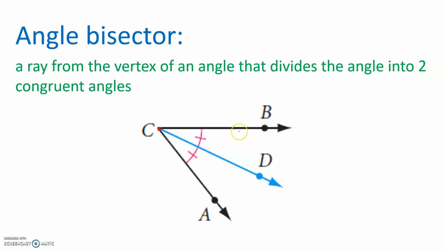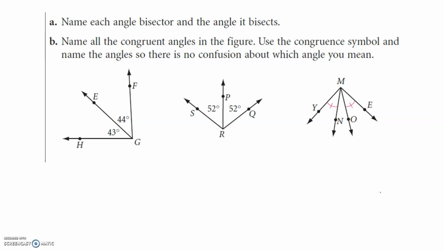So this is angle ACB. Here's the vertex C. If I want the angle bisector, it's the ray that starts at the vertex of the angle. So it starts at C and goes so that it divides. So here's the ray, so that it divides this angle into 2 congruent parts. This part and this part. And here, these 2 angles, 43 degrees and 44 degrees.